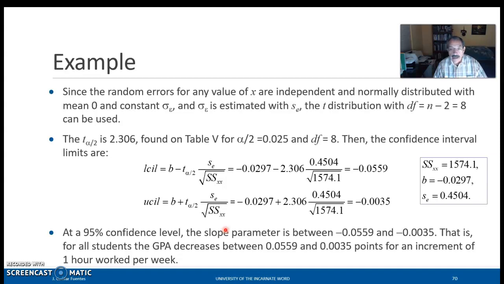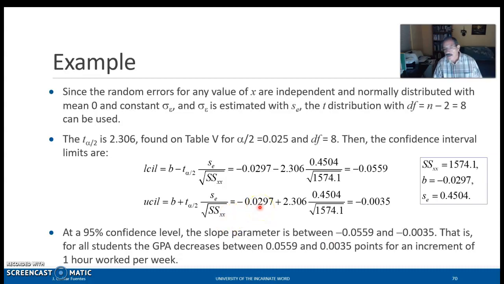0.0035. That means that for all students, the GPA will decrease between 0.0559 and 0.0035 points for an increment of 1 hour worked per week. This is very important. This is how I would like you to interpret the confidence interval, not just simply say that the parameter is between these two values. Use the interpretation of the parameter itself and the confidence limits to interpret what that represents. So in theory, we could say that for all students, their GPA will decrease between this number and this number for each 1 hour that they increment their hours worked per week.